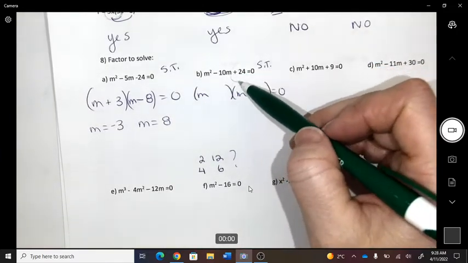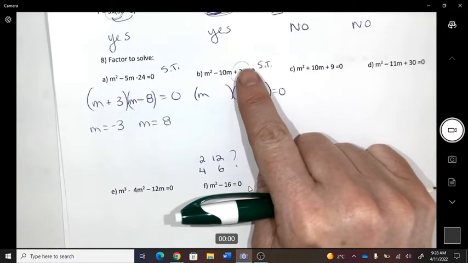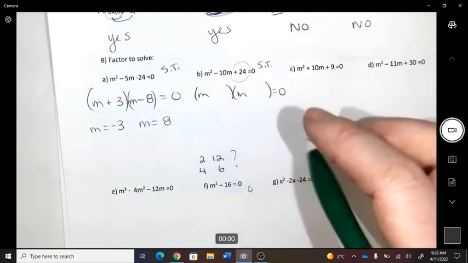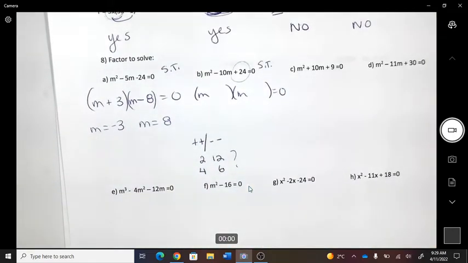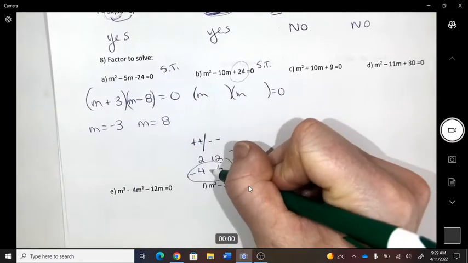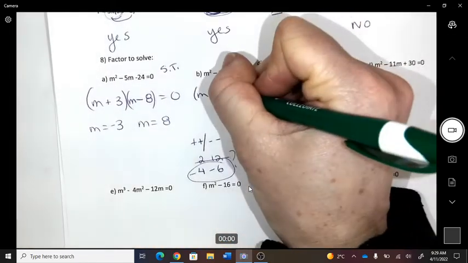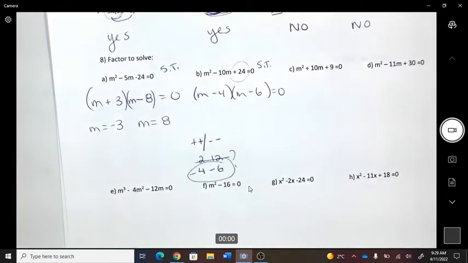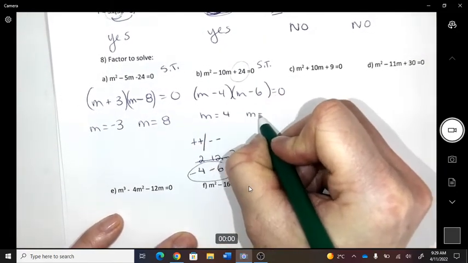What do I know? Both have to have the same sign. If it's going to be positive 24, they both have to be positive, or they both have to be negative. So which one do I pick? I can't pick this one now. So multiplies to positive 24. I can see that. Adds to negative 10. Okay, so m equals 4, 6.